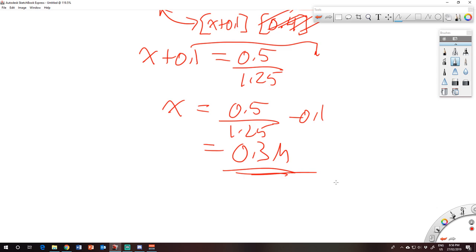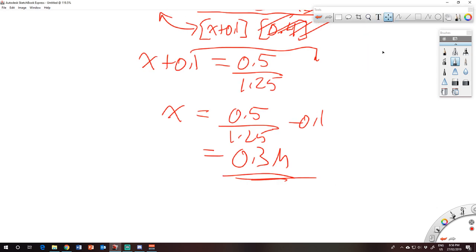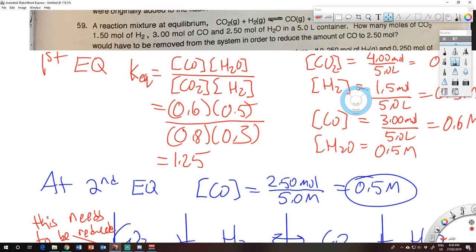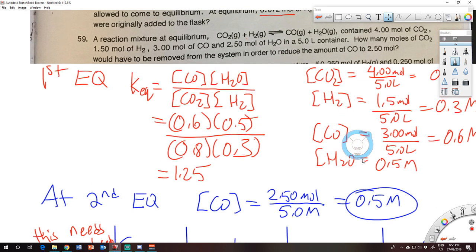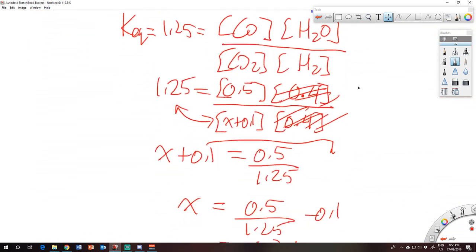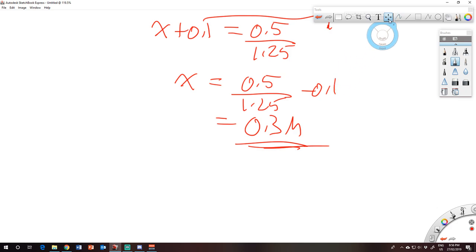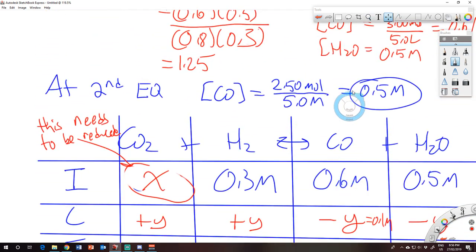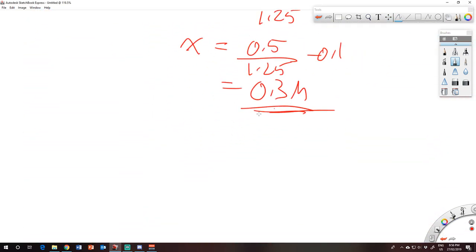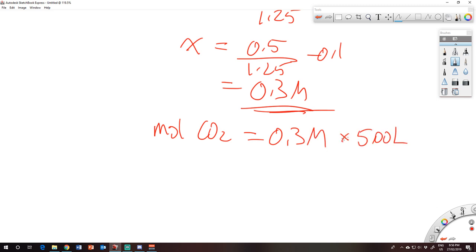Alright, we're not done though, because this is not what the question was asking. We're almost there though. The question was asking how many moles of CO2 I need to remove. So now I know the concentration of CO2 that I want, which is 0.3 molar. And the volume of the container is 5 liters. So I can calculate how many moles of CO2 I have. Moles of CO2 will be 0.3 molar times the 5 liter container. So that'll be 1.5 moles.